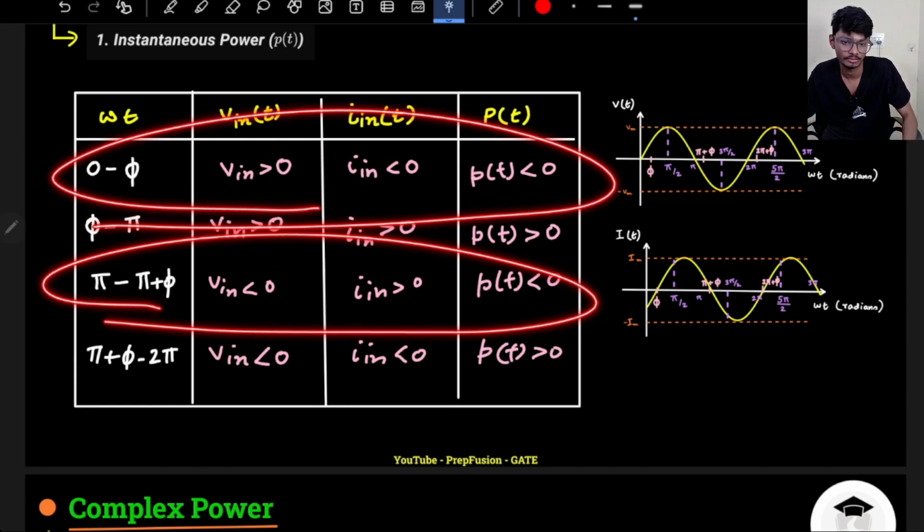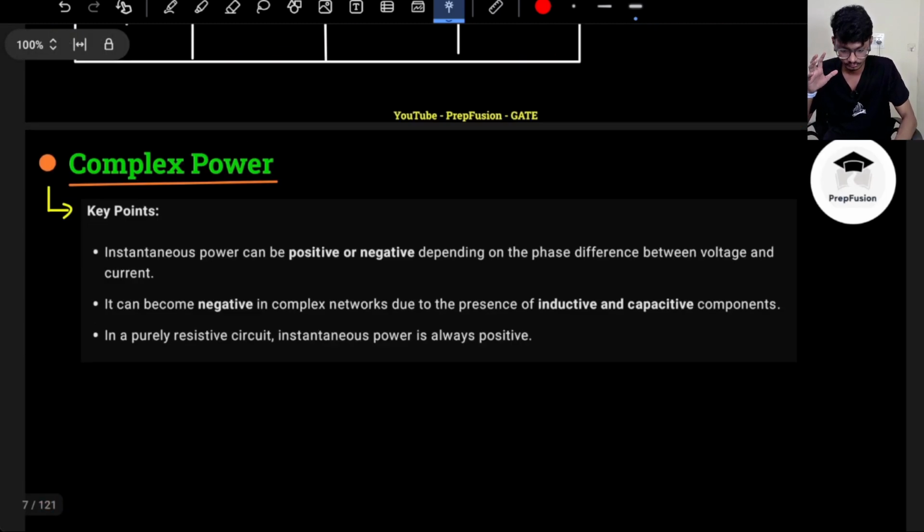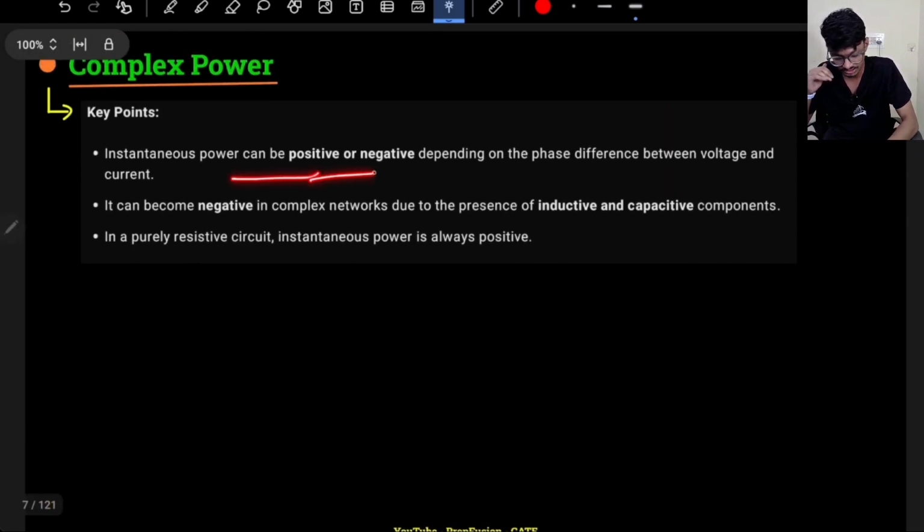For certain periods the power is negative. For certain periods the power is positive. Yeah, that is the case. So basically, instantaneous power can be positive or negative depending on the phase difference between the voltage and current.